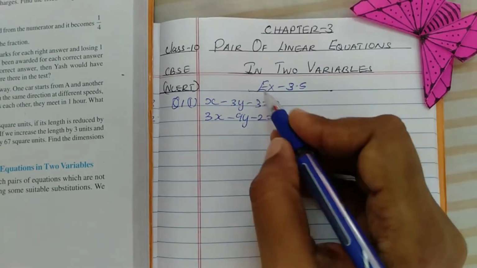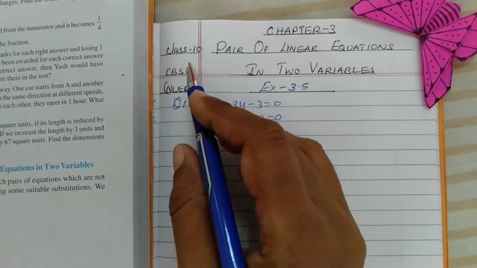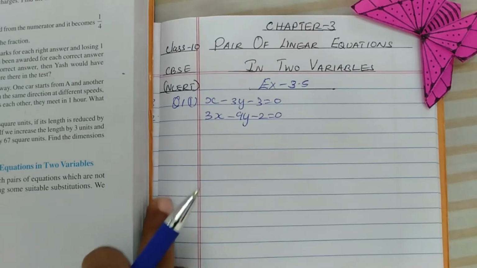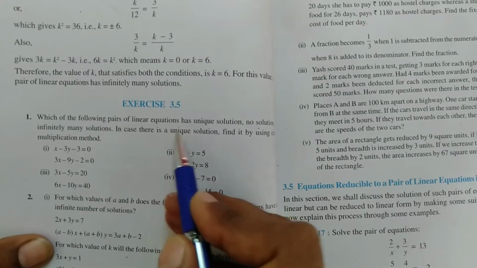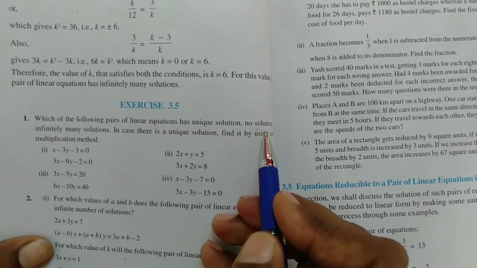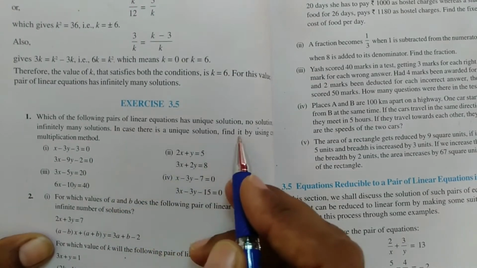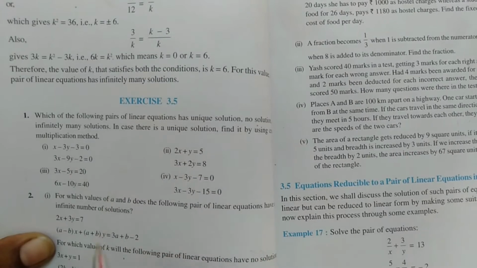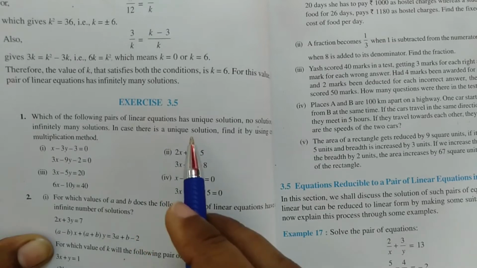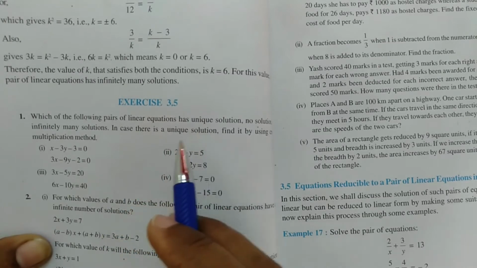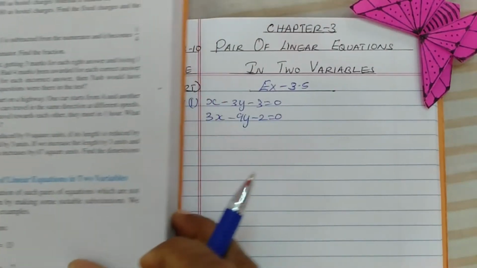Today we shall start exercise number 3.5 from chapter number 3, pair of linear equations in two variables of class 10 CBSE NCERT syllabus. We are on the first question now. It says, which of the following pairs of linear equations has unique solution, no solution or infinitely many solutions? In case there is a unique solution, find it by using cross multiplication method. So we have to find the solution for these equations, and if it is a unique solution, then we have to use a cross multiplication method to find x and y. So let's start the first part.